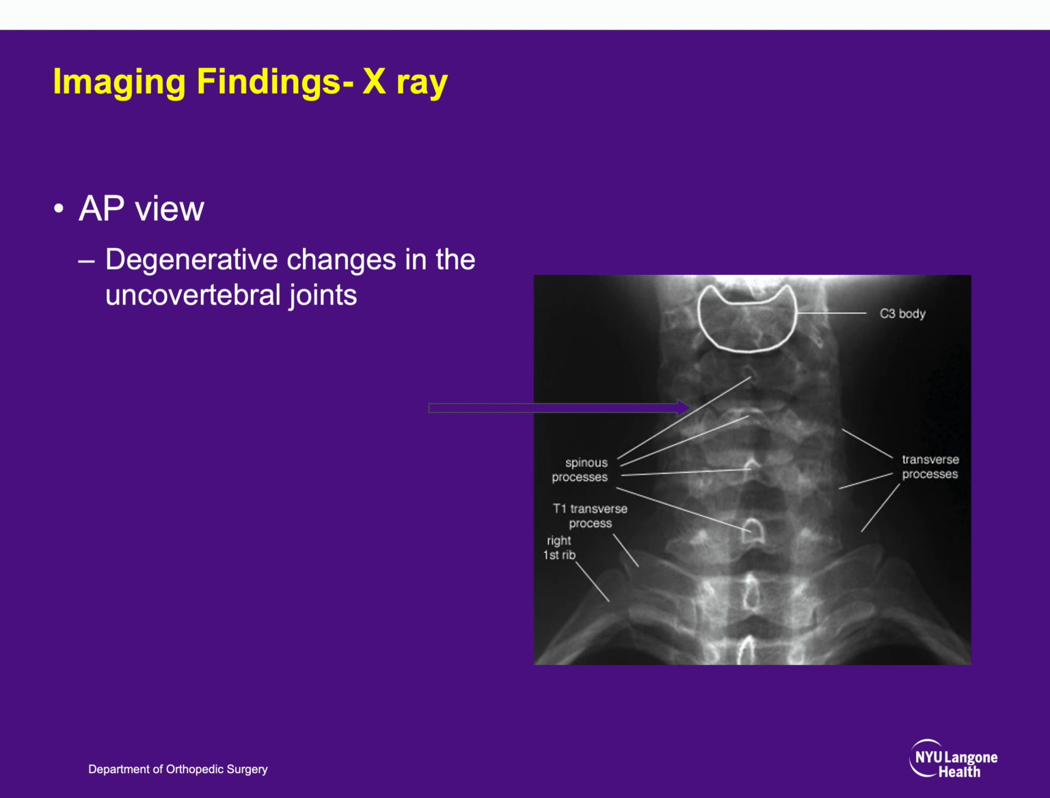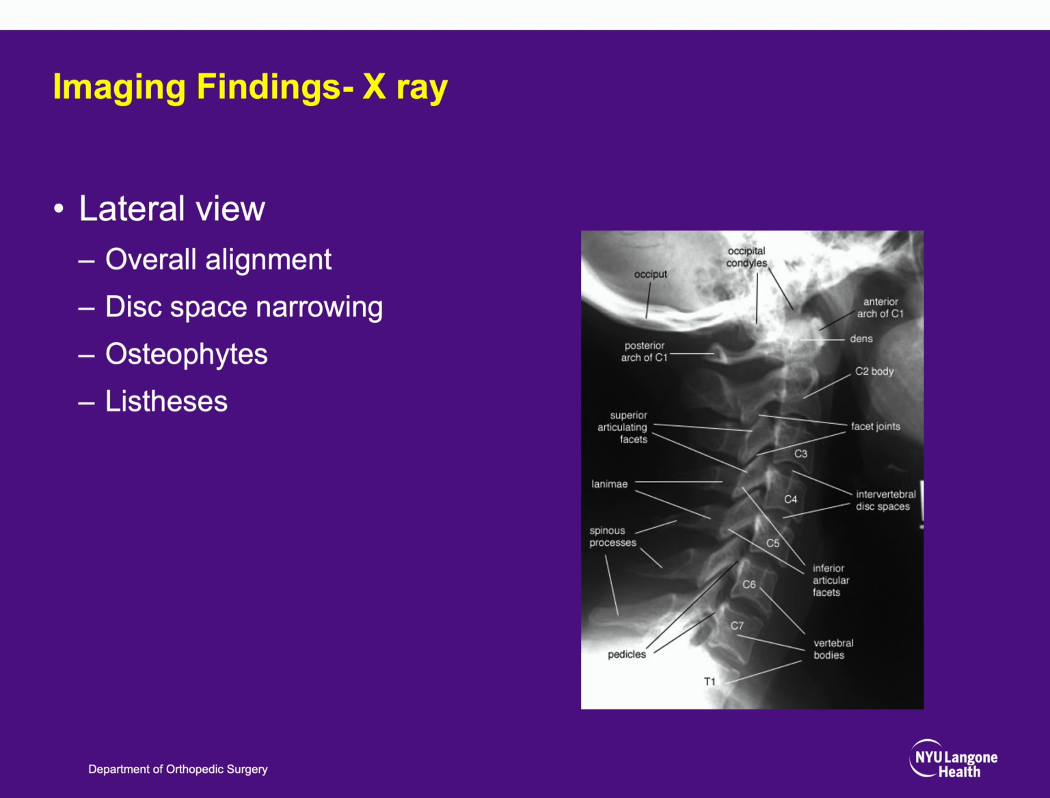AP view is important in assessing the presence of spondylosis. This sharp corner here depicted on the AP view is called joint of Luschka or uncovertebral joint. And in patients with spondylosis, you will see rounding of this area. Lateral view gives us overall assessment of the alignment, status of the discs, absence or presence of osteophytes, or instabilities.